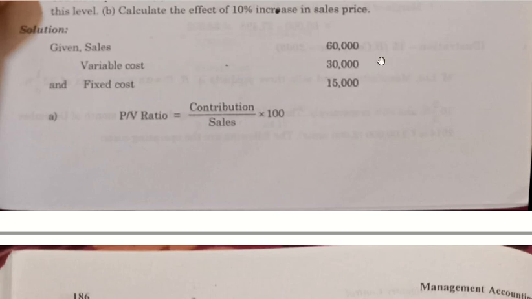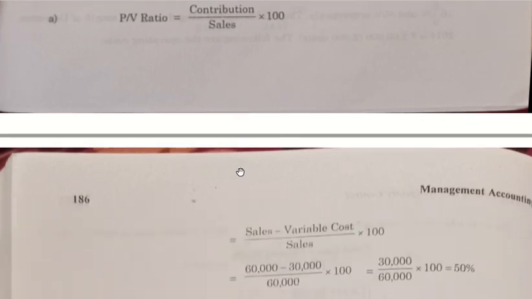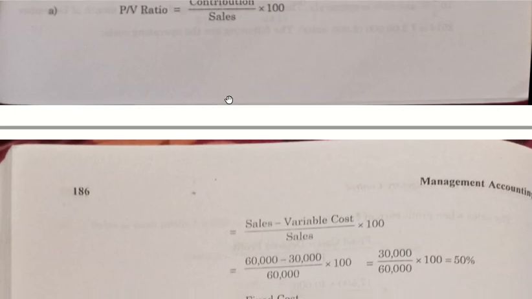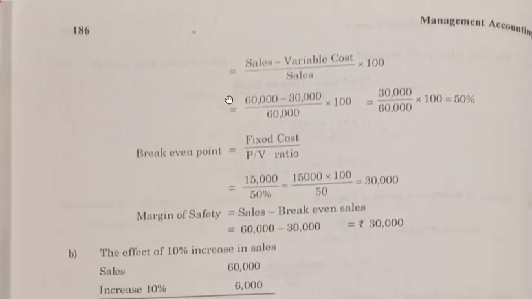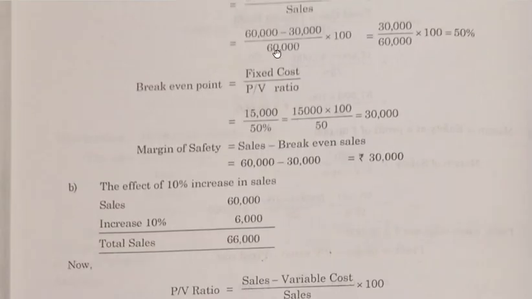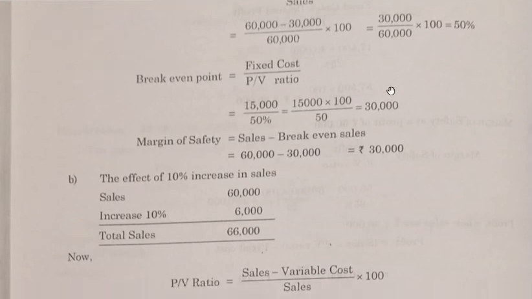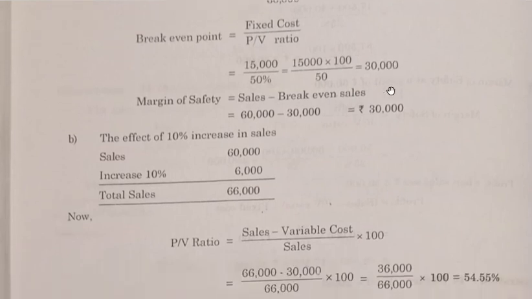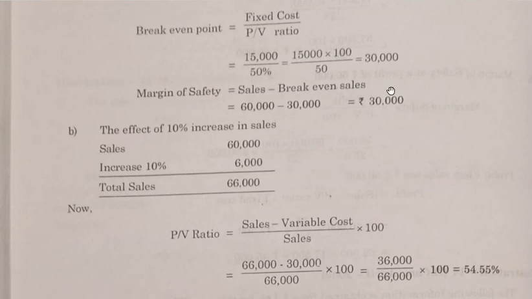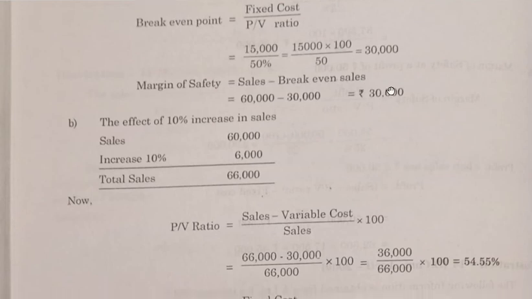So what will be your contribution? 60 minus 30, 30,000. So PV ratio is equal to contribution divided by sales into 100, which is equal to sales minus variable cost into 100. 60,000 minus 30,000 divided by 60,000, which is equal to 30,000 divided by 60 into 100. So your PV ratio is 50%. Break even point is fixed cost divided by PV ratio, which is equal to 15,000 divided by 50%. 15,000 into 100 divided by 50, which is equal to 30,000.